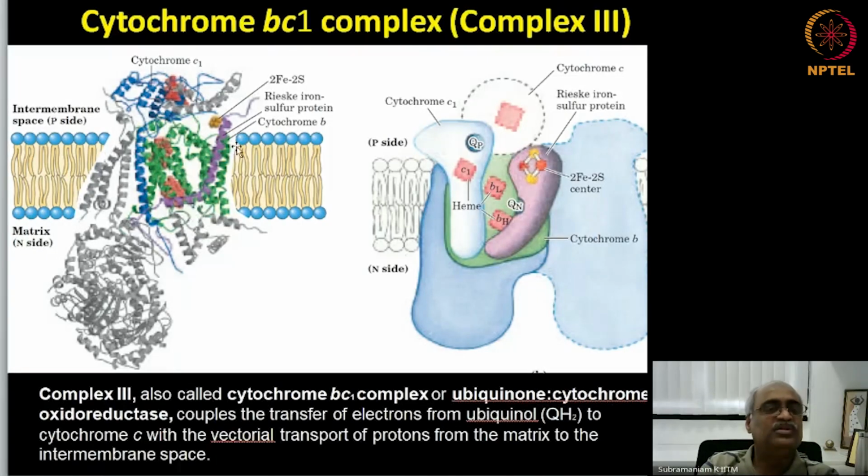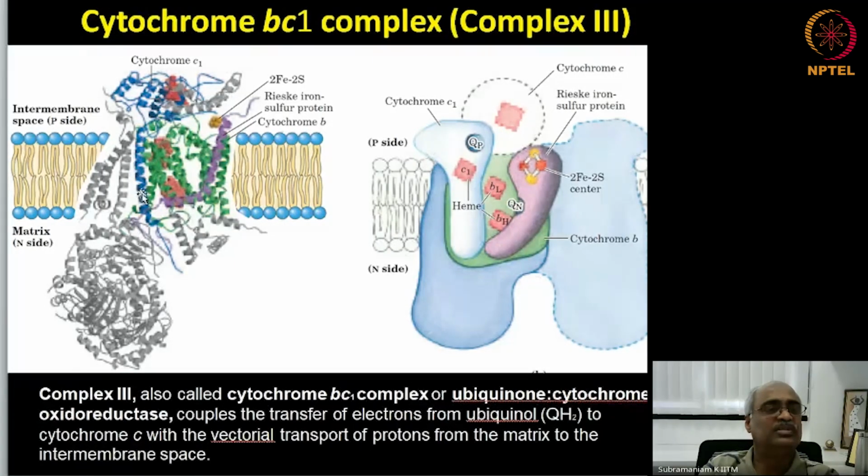It has multiple cytochromes. You can see cytochrome B is shown here in green color, and then you have cytochrome C1, here, this blue color one.